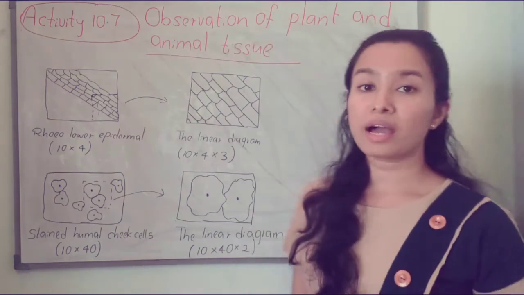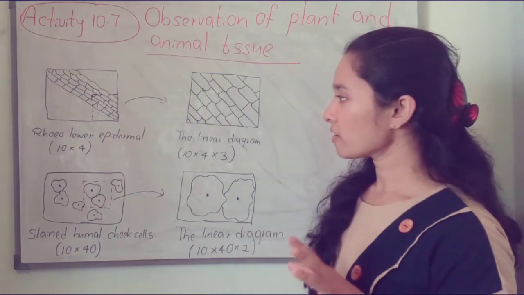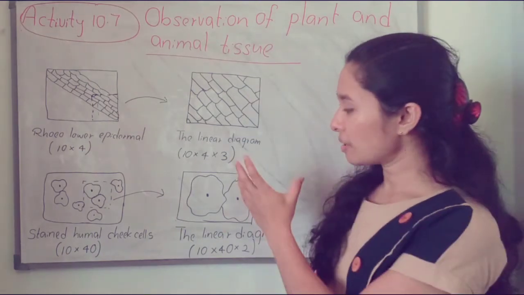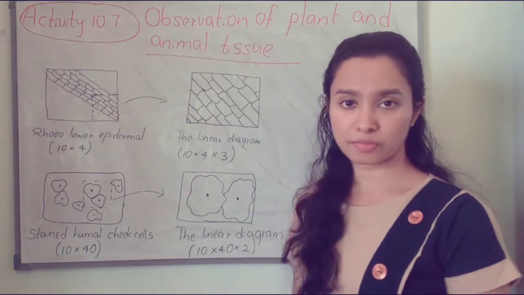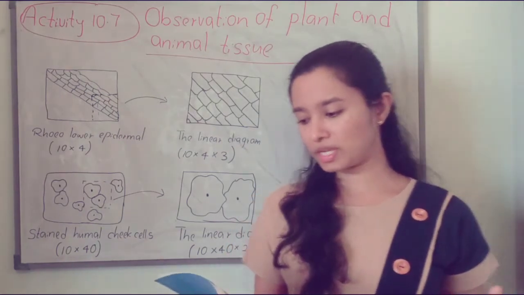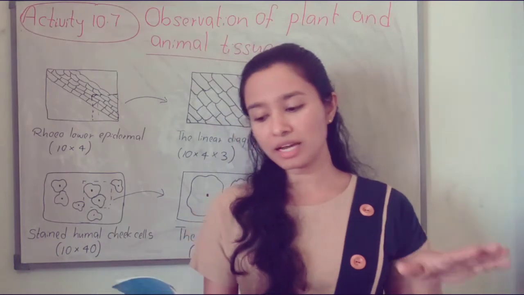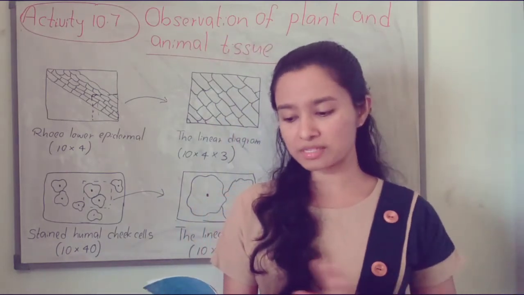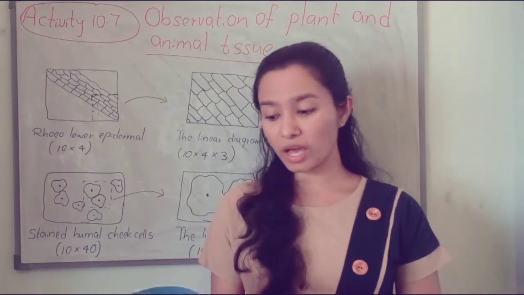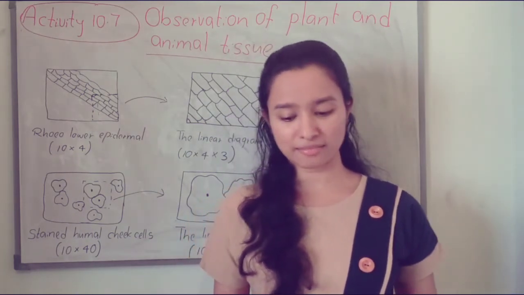So you have to understand that when you are drawing linear diagrams, you have to mention the magnification like this. Okay. And you have to list the differences between the simple microscope and compound light microscope. Assignment 10.2. Okay, I think you can do this one.